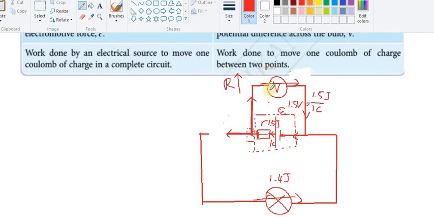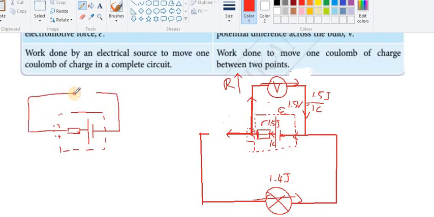So it will mean that if you straight away connect the dry cell to the voltmeter, the reading of the voltmeter will show the electromotive force of the dry cell. Understand? So this is one method to measure the electromotive force of a dry cell. Understand? Okay, get the idea.